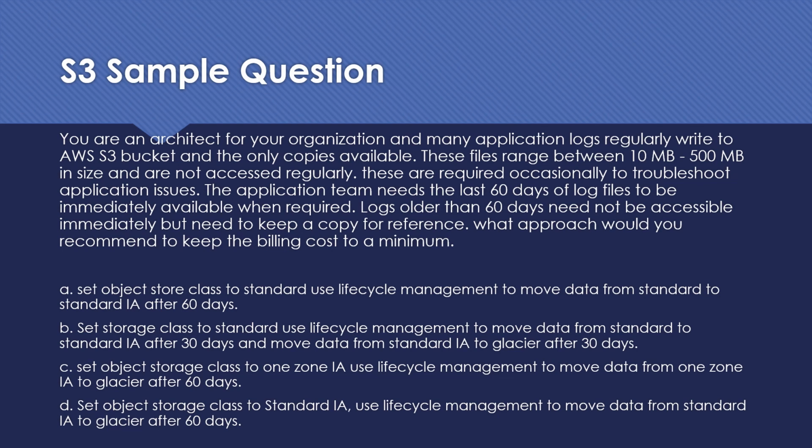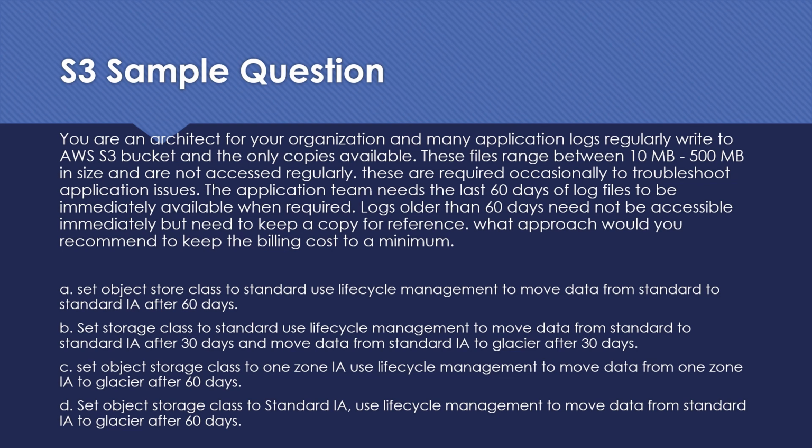First option is set object storage class to standard. Why would we want to use standard? Because it is infrequent access data, so standard is not suitable because it will charge more. Second, set storage class to standard. Again the same thing, we would be storing in standard. Third, set object storage class to One Zone-IA. So here they are mentioning infrequent access, but they are mentioning one zone, and it is clearly mentioned that only one copy is available. So if the data is lost, or say if that availability zone goes down, then we will lose the data. So we want to use set object storage class to standard IA.